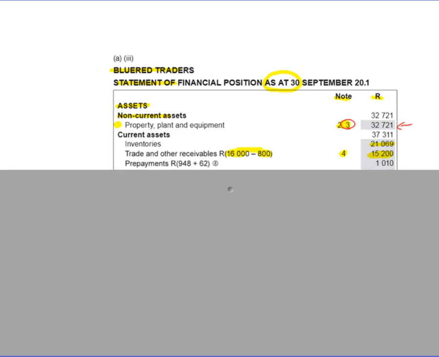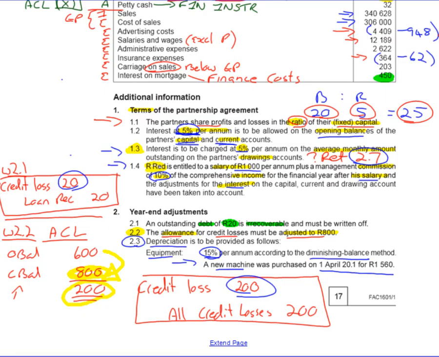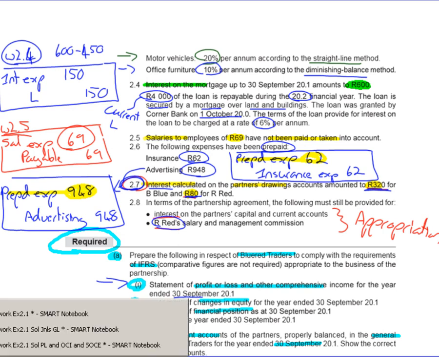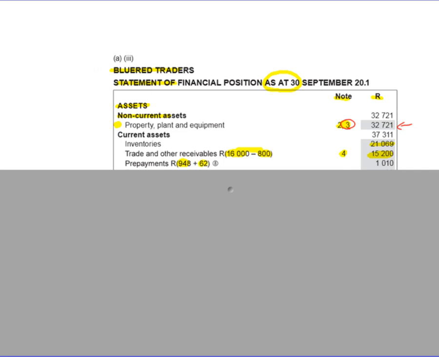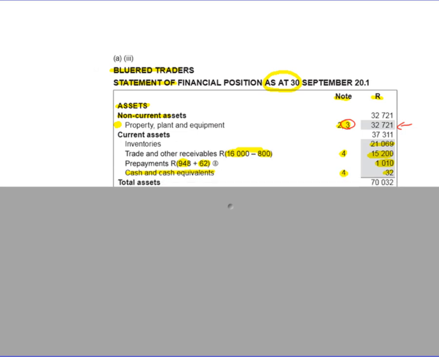Then there were the prepayments. Remember the prepayments we did workings for, and that was, if we go back to where we did the workings, the prepaid expense of 62, and the prepaid advertising was 948. So that's the 948 plus the 62, 1010. I could actually just reference that over here and make sure I get my full marks by referencing to the workings. Cash and cash equivalents was my petty cash of 32. Again, it will be referenced in a note, note number 4. We will deal with note number 4 just now.